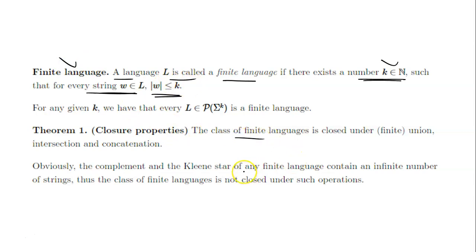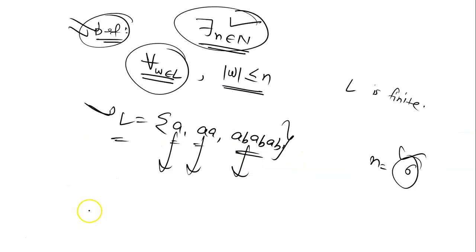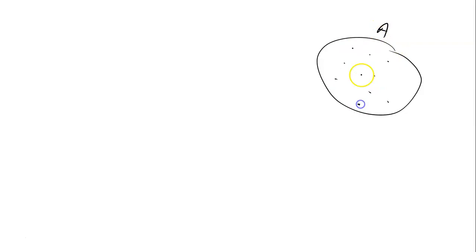Now let's see the closure properties of finite languages. What is the meaning of closure properties? Closure property means basically you have a set. Let's assume this is your set A, and in this set you have some elements, and on these elements we define some operation. Let's take 2 elements from this set and define some operation on these elements. Now closure property says that this set A is closed under this operation.